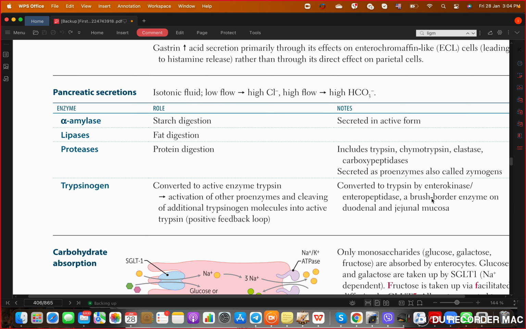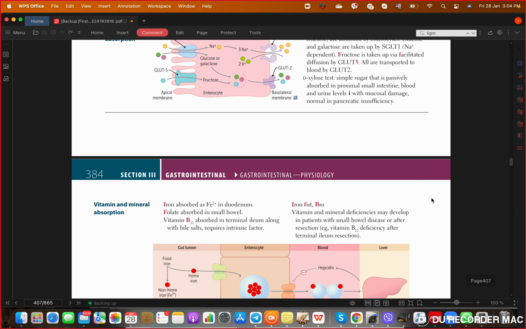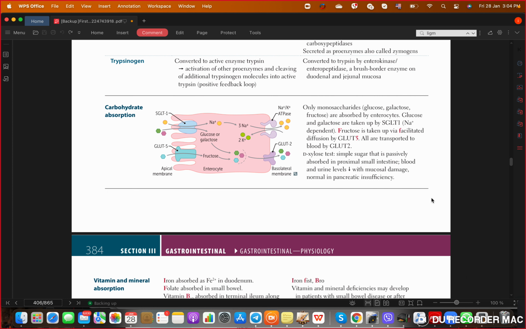So basically, let me repeat, Doc. The trypsinogen is converted to trypsin, which is an active form, in the duodenum by the enterokinase or the enteropeptidase. This is an enzyme that converts trypsinogen to trypsin. And trypsin is going to activate the other proenzymes, which are elastase, chymotrypsin and carboxypeptidase, right? Correct. And what is zymogen? Is it the inactive form of something? Yes, the proenzyme, the inactive form, we call it zymogen.